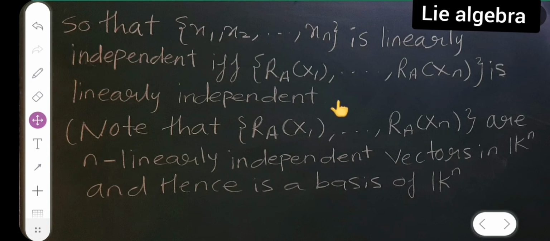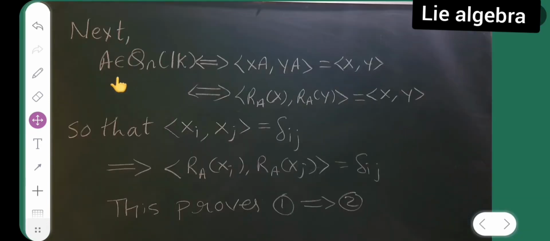Then you all have to note that Ra of x1 comma up to Ra of xn are n linearly independent vectors. So these are what? n linearly independent vectors in Kn, and hence a basis of Kn. Next, A belongs to On of K.